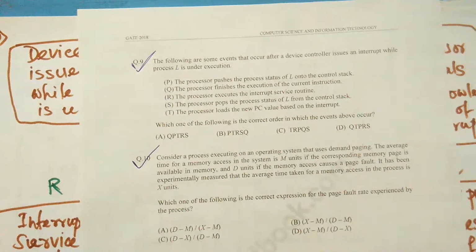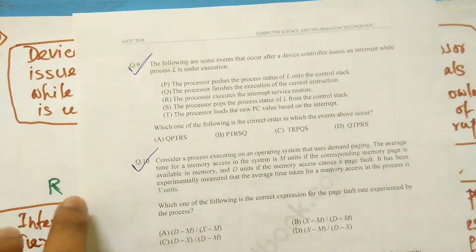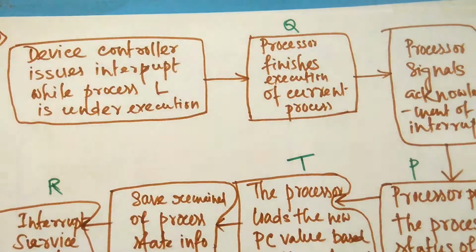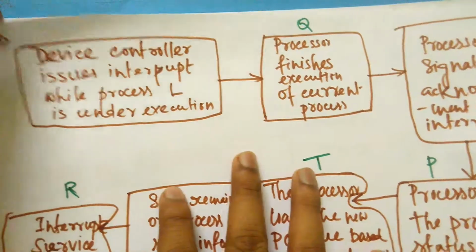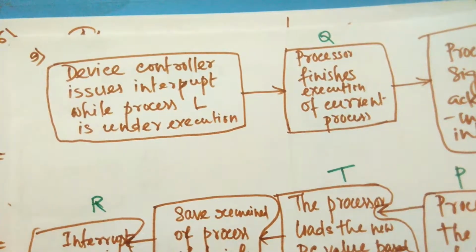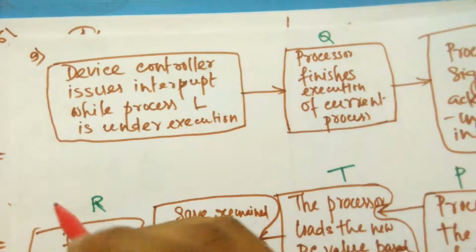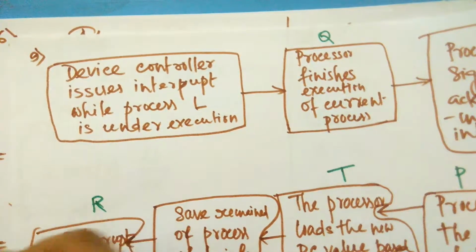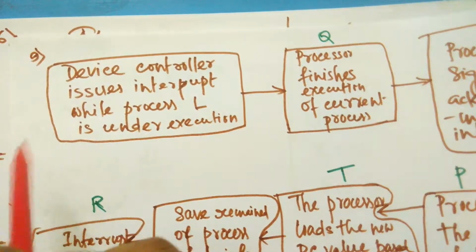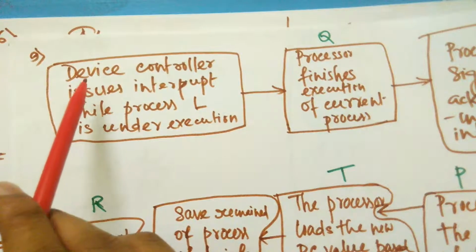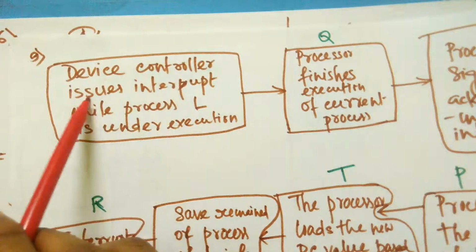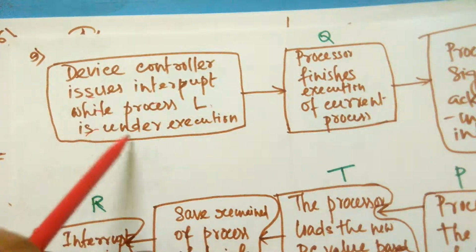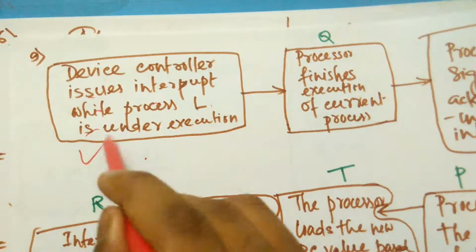Okay, so note the question down. We will discuss the answer now. So here I have already written the events. When an interrupt occurs, the first thing is that the device controller issues an interrupt while process L is under execution. Okay, so this is the first event.